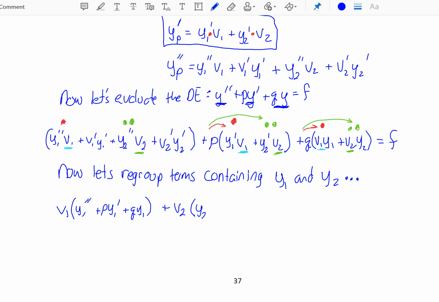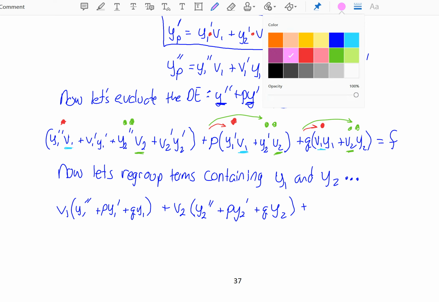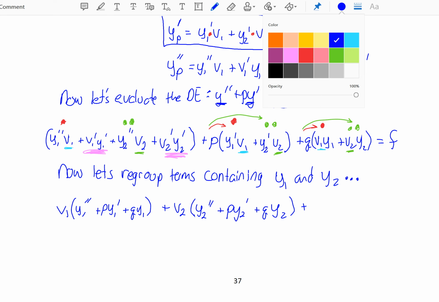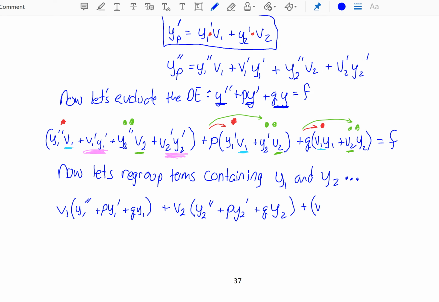So I'm going to have y2 double prime, p y2 prime, q y2. After doing that, what's left over is this term and this term. So I'm going to group those together: v1 prime y1 prime, v2 prime y2 prime, and this all has to equal f somehow.